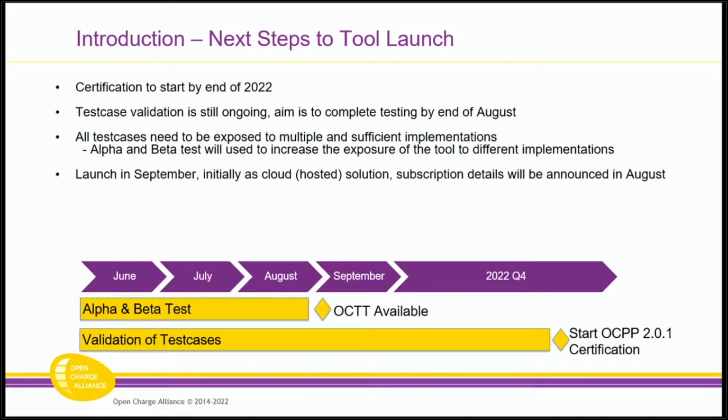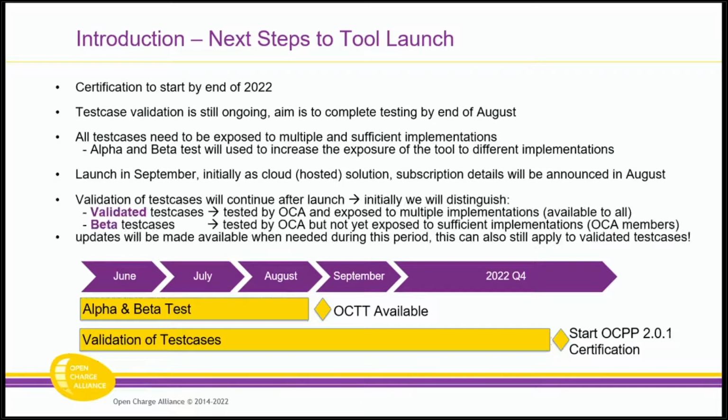So we want to launch in September, and then we'll take another 3-4 months till the end of the year to really be able to start the certification, and also make sure that we have the tool really at par. That also means that while we're still validating the test cases, we'll have 2 types of test cases available. So we'll have the validated test cases, those that we know are right, that have been tested sufficiently. They will be available to anyone who wants to use the tool. And of course, it's not for free, so you will have to take the subscription for that. And then, of course, if you're an OCA member, then we'll have an added advantage of gaining access to the still being finalized test cases.